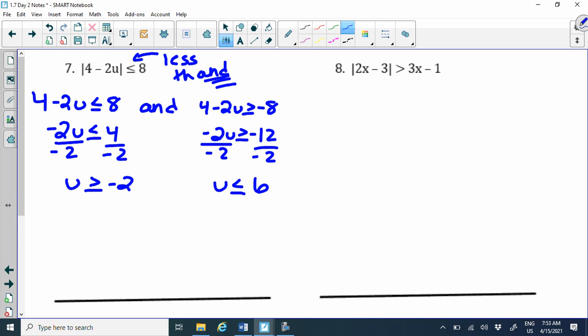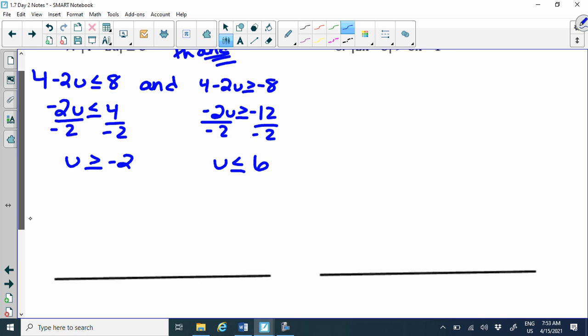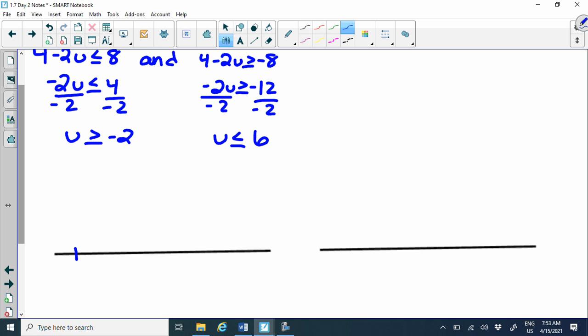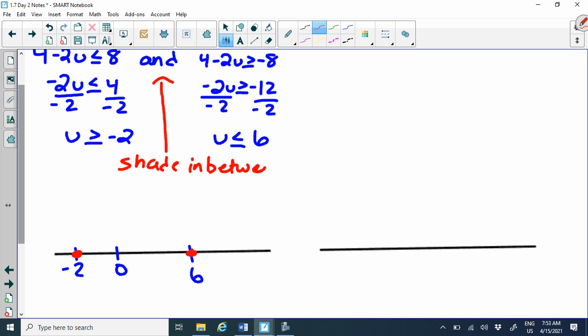There we go, okay? So now we put this onto our number line. So negative 2 is smaller. Remember, please write this from smallest to largest on your number line. We should know that. Now we have equal bars, so that means our circles on the numbers are going to be closed. And because this is an and problem, we shade in between.